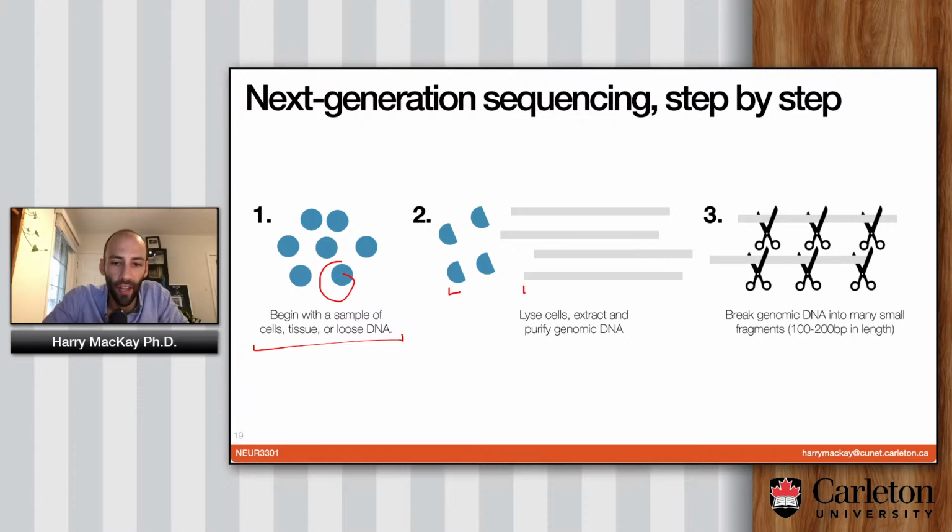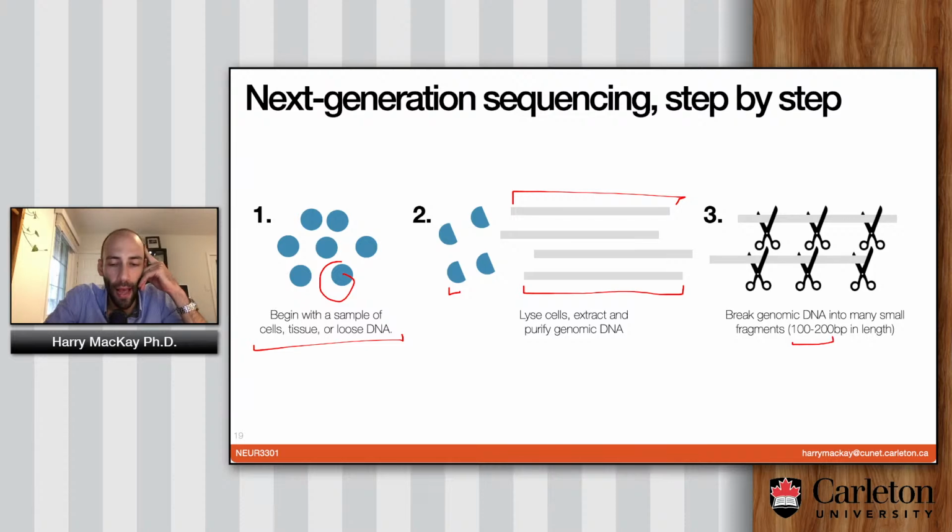Here, the DNA is represented by these gray bars. And coming right out of the cell, DNA is quite a long, complicated molecule, right? Very high molecular weight DNA is what you get. Way too big to really do anything with on this level. You have to break it up, as with the microarray technique. You have to break the DNA up into small fragments that are about 100 to 200 base pairs in length.